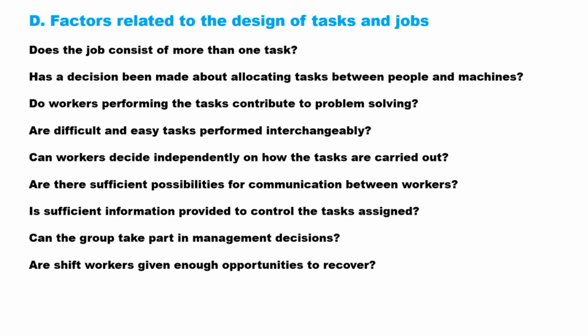Has a decision been made about allocating tasks between people and machines? Do workers performing the tasks contribute to problem solving? Are difficult and easy tasks performed interchangeably? Can workers decide independently on how the tasks are carried out?